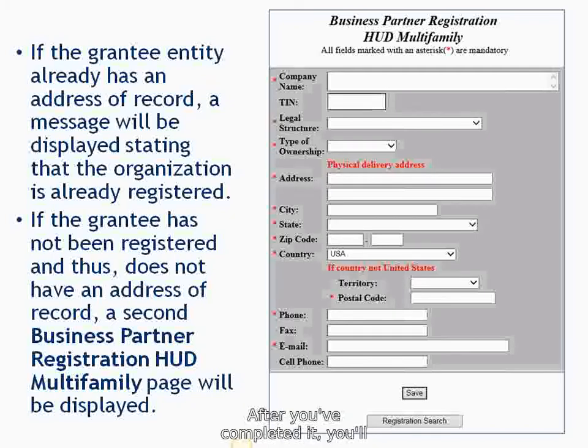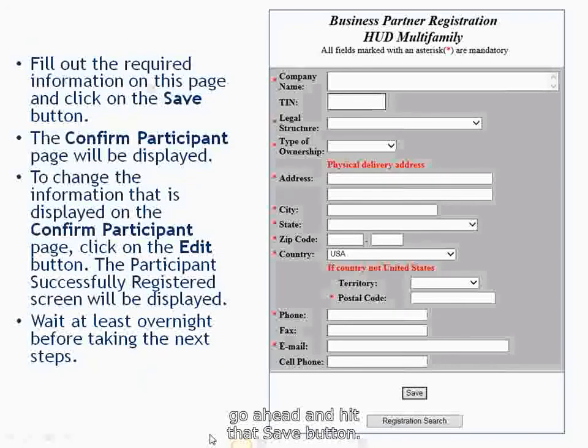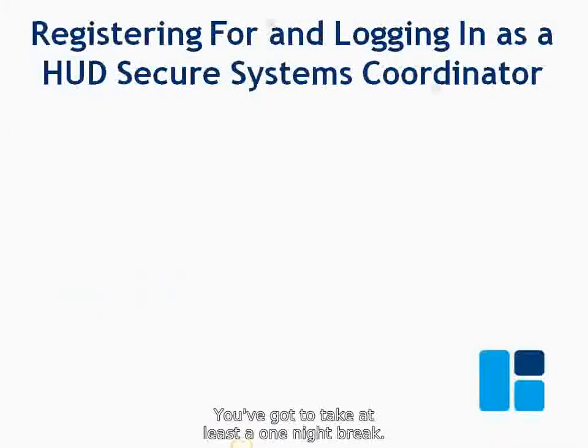The rest of the contact information is pretty self-explanatory. After you've completed it, you'll go ahead and hit that Save button. And then once you have entered this in, you need to wait overnight. That will process, and that relationship will establish within 24 hours. And then your TIN will be in the Secure Systems database as a registered business partner. So you can't take this step and then immediately go on to the next one. You've got to take at least a one-night break.